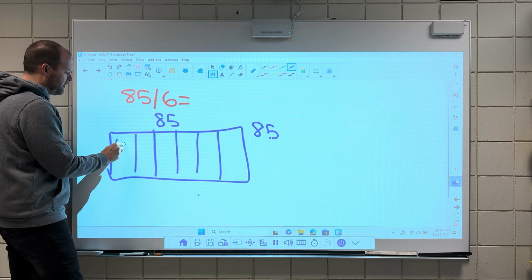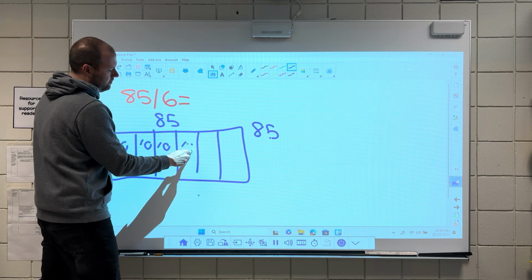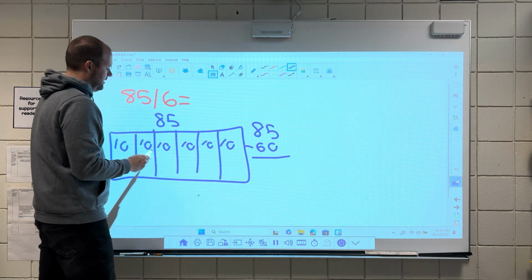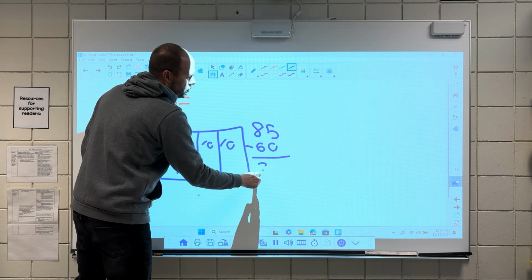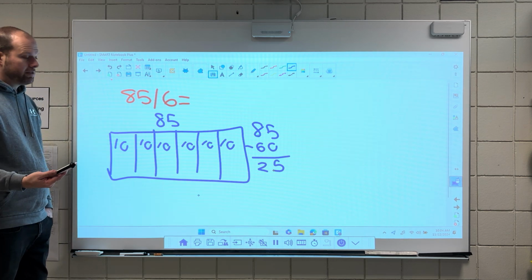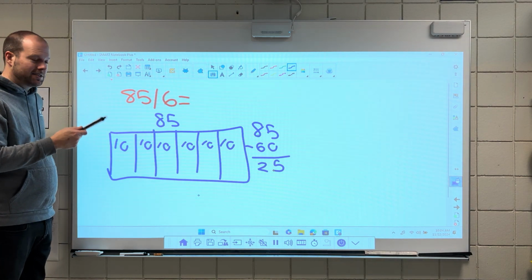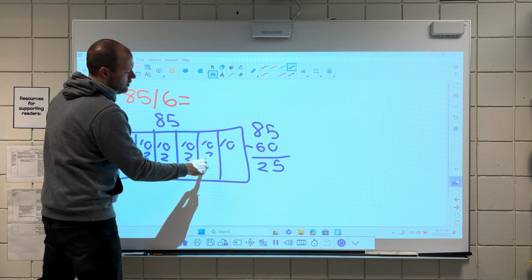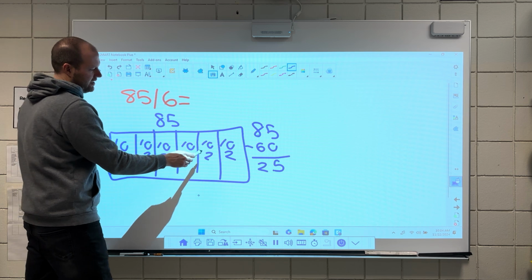I can start by giving everybody 10, because I know that's 60. 6 times 10 is 60. I have 25 left. How much can I give everybody if I have $25 and 6 people? Well, I could give them all 2, because I know 2, 4, 6, 8, 10, 12.